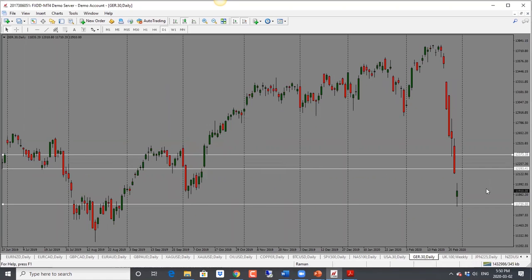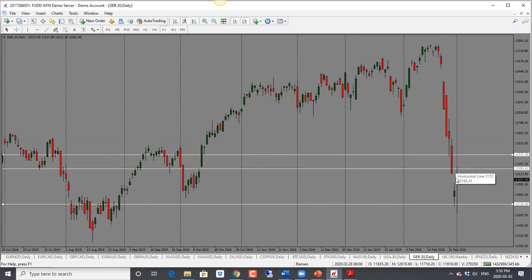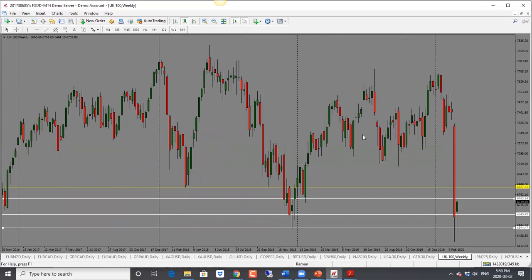DAX here. DAX as well, price bounced off of the support, went right into our resistance at 12,190 here. So for now, bias is neutral here. And if it holds below this 12,190, we could see a drop back down. So right now, bias is neutral for DAX.